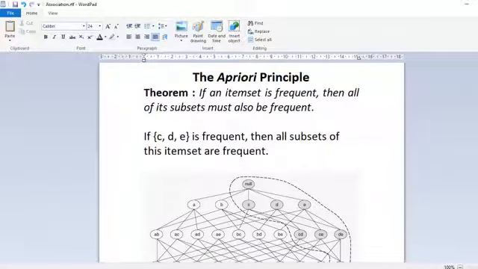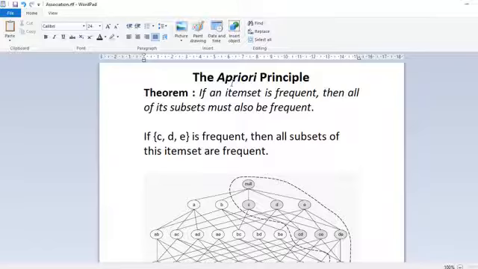Now let us focus on the Apriori principle, which is used to reduce the number of candidate item sets explored during frequent item set generation. This is a very important principle in the entire frequent item set generation, because it forms the basis of frequent item set generation.